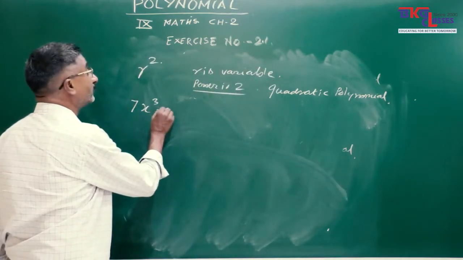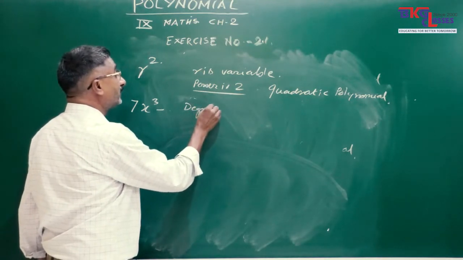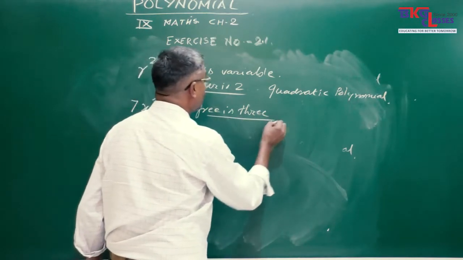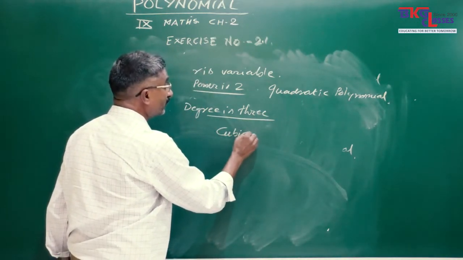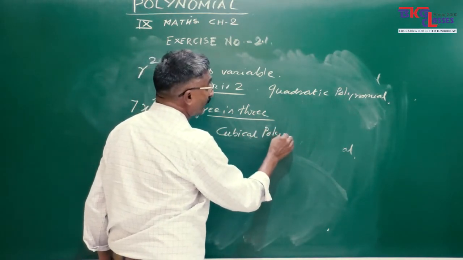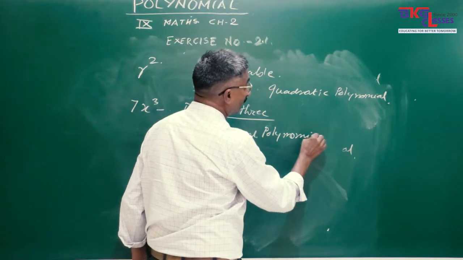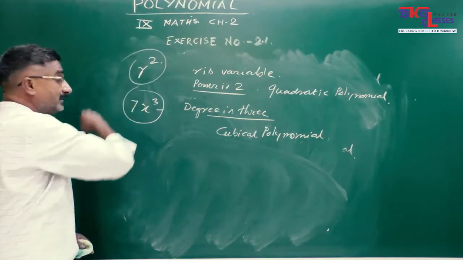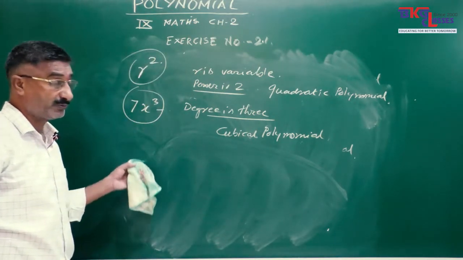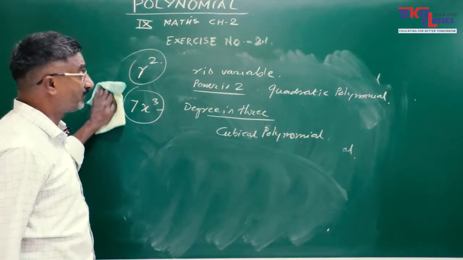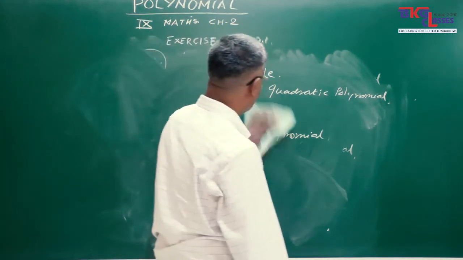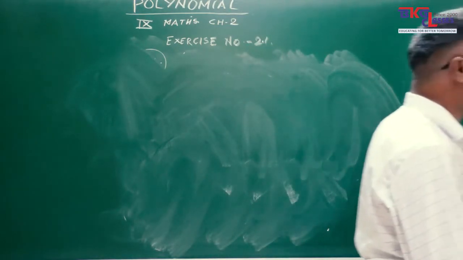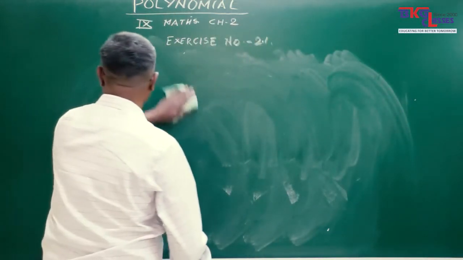7x cube, the degree is 3, so this is a cubical polynomial. It is not necessary that there must be other terms with this, it can be a single term, but this is a cubical polynomial and that is a quadratic polynomial. So I think the exercise is now completed. Okay. So the next topic is zeros of the polynomial.